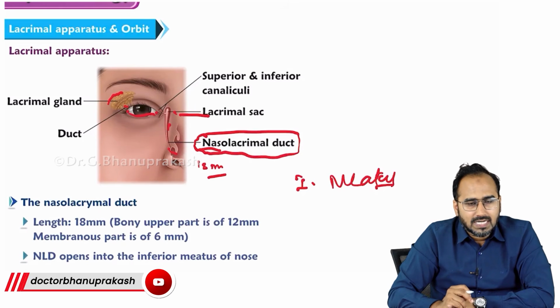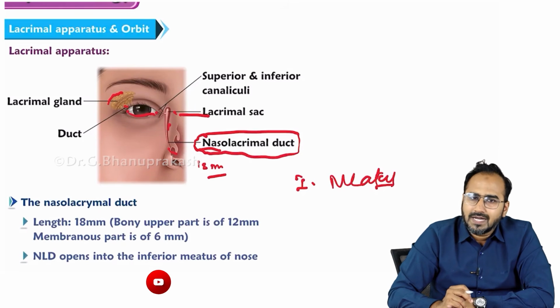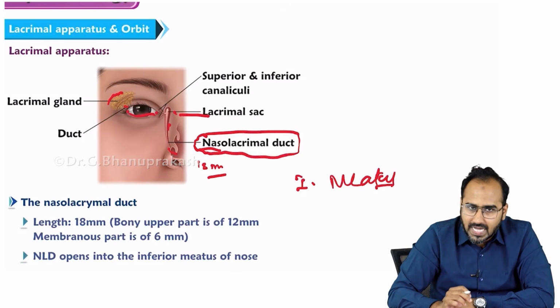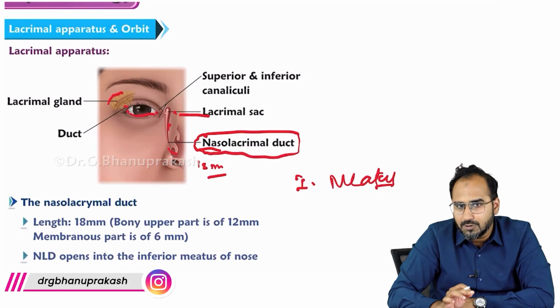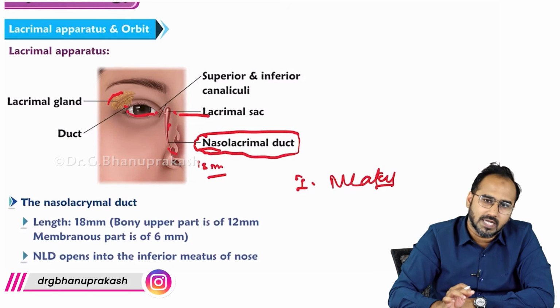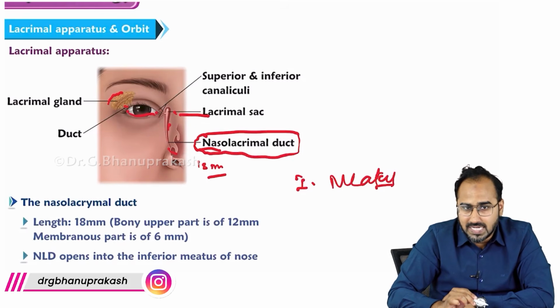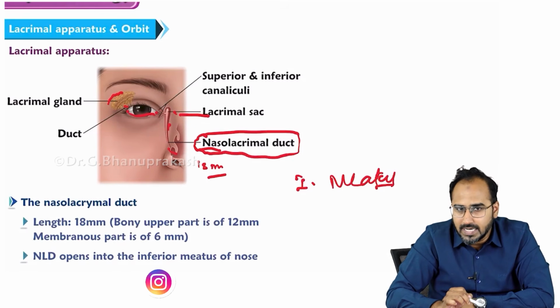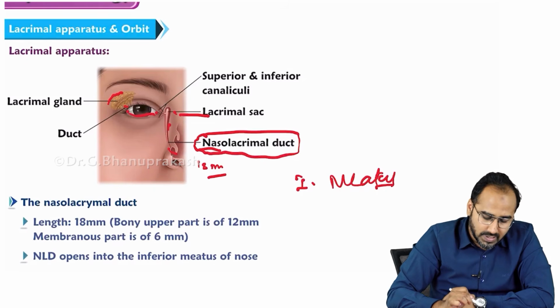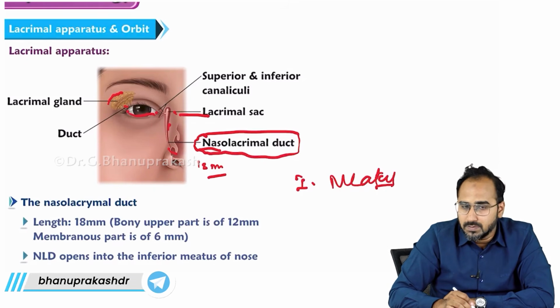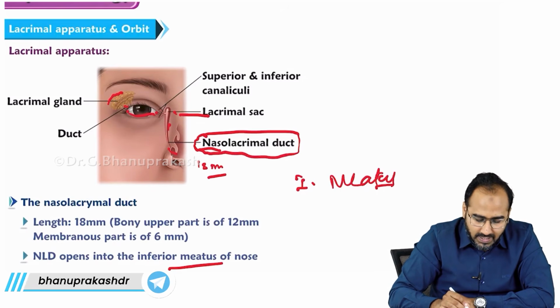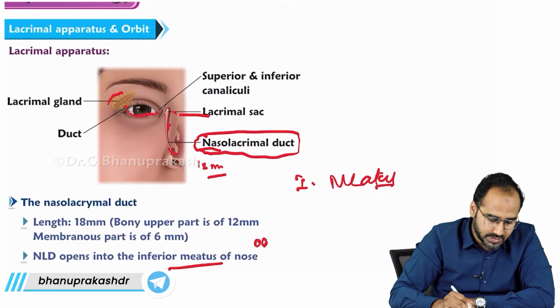So once again, we are discussing the lacrimal apparatus. The lacrimal apparatus starts with the tears flowing into the punctum. From the punctum, it opens into the superior and inferior canaliculi. That opens into the lacrimal sac, ultimately leading to the nasolacrimal duct. So the nasolacrimal duct is 18 mm. The upper 12 mm is bony and the lower 6 mm is membranous, which opens into the inferior meatus of the nose, right?